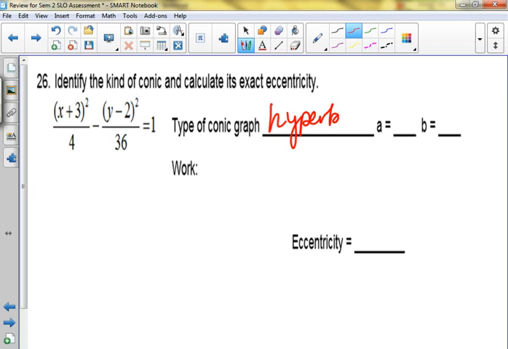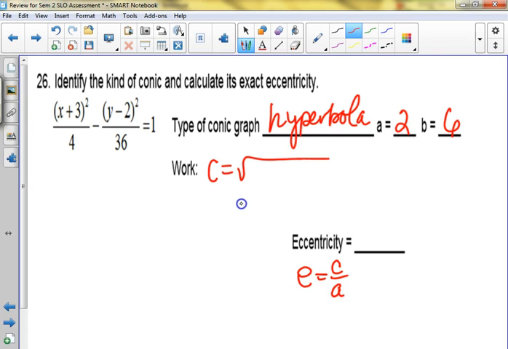Hyperbola. Okay. A, because it's a hyperbola, A is where? Positive, but it's not 4. It's 2. B is 6. Because it's a hyperbola, and we want the eccentricity, we want C over A. So C is the square root of what when you have a hyperbola? Square root of 40. Somebody get that? Okay. Which is 4 times 10, or 2 square roots of 10.